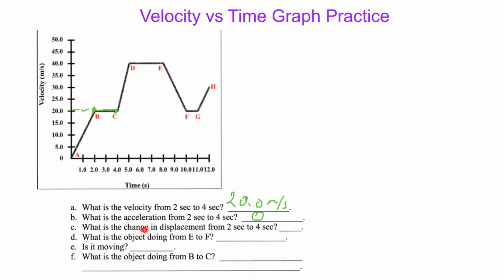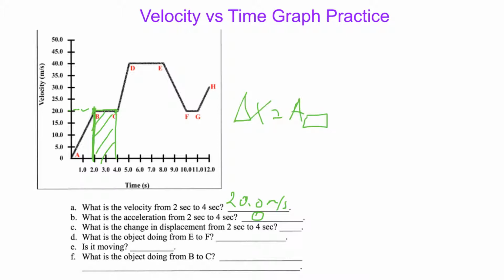What's the change in displacement from 2 to 4 seconds? Remember, on a velocity versus time graph, the displacement can be obtained by looking at the area under the line. Alright, so this area of the rectangle is going to be our change in displacement.